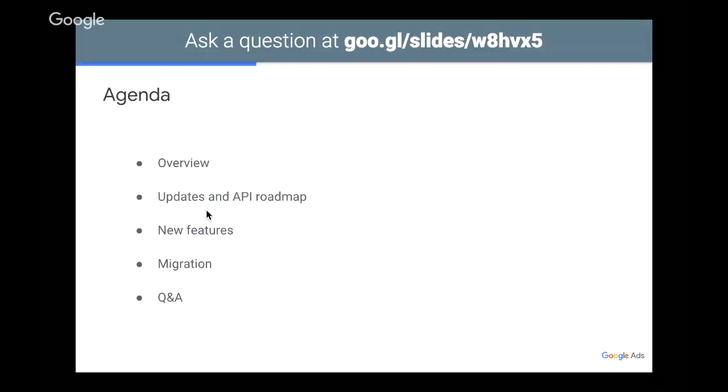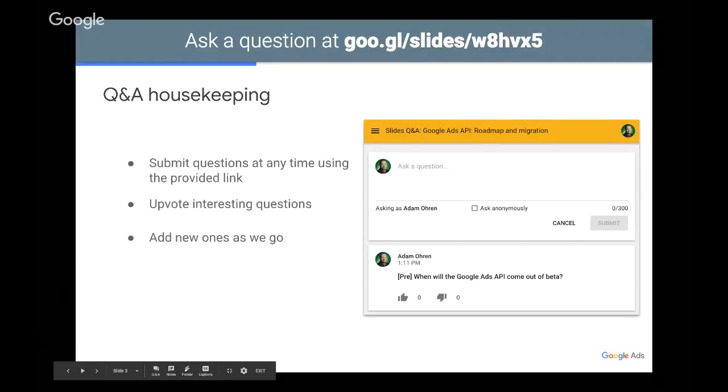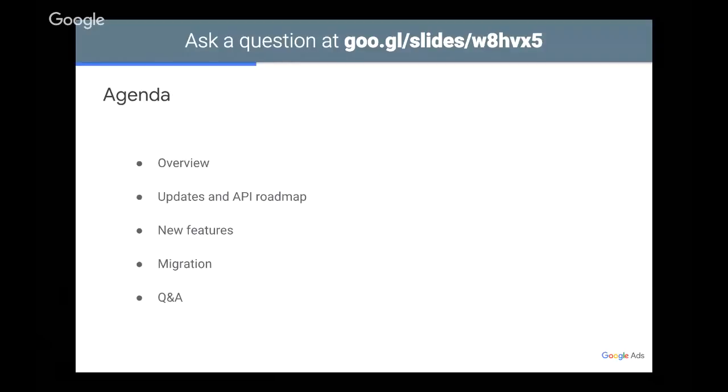Just going back real quick, just real quick. The Q&A housekeeping. This is the screen it looks like. There's a link at the top. Hopefully it's working. You can see the agenda now. We've got overview. We've got the updates in the API roadmap, new features, migration, and Q&A.